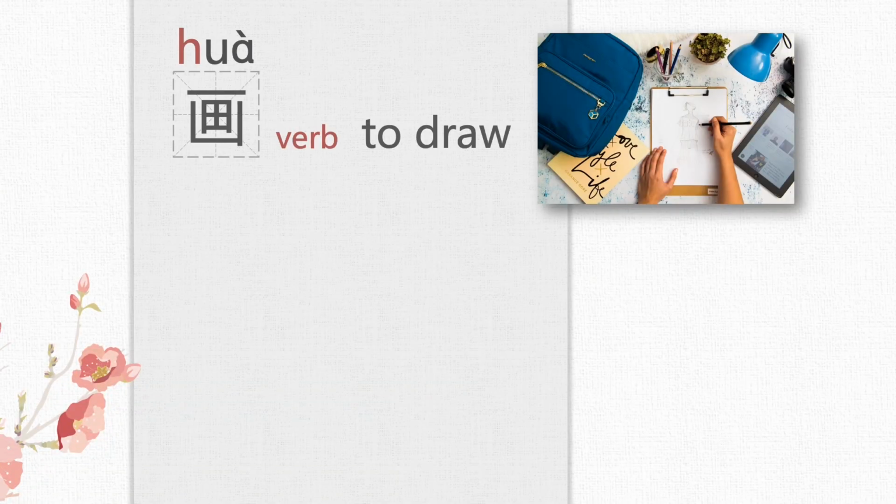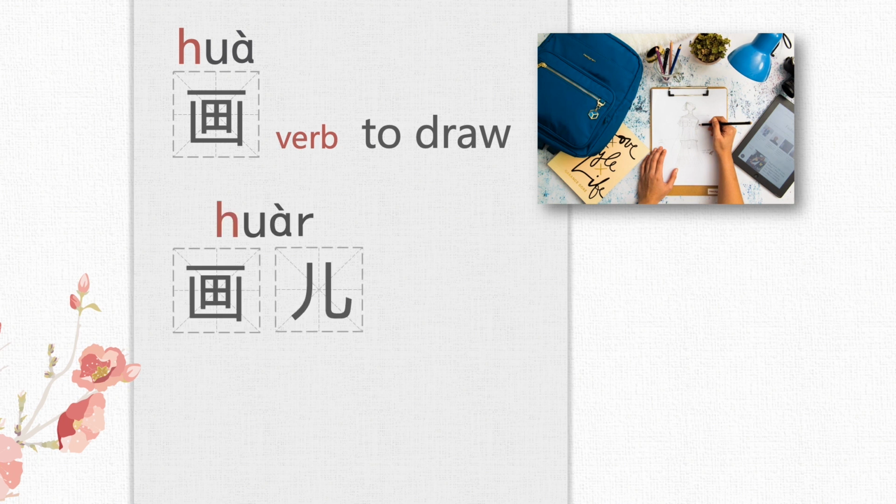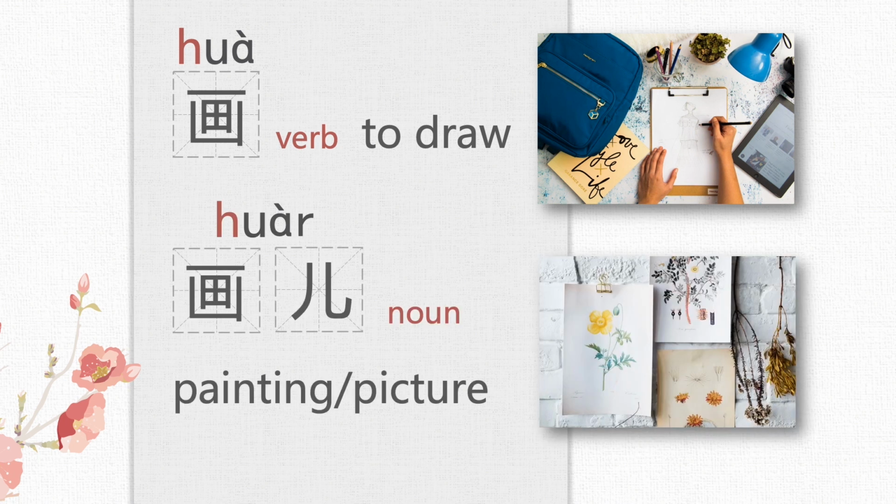So we also have 国 which means country, right? And then we have 哪国 which means which country? Exactly. Another example, 画 and 画儿. 画 is a verb which means to draw, while 画儿 is a noun, painting or picture. So 画画儿 means to draw a picture. Yes, you are right. Wow, that's fantastic.